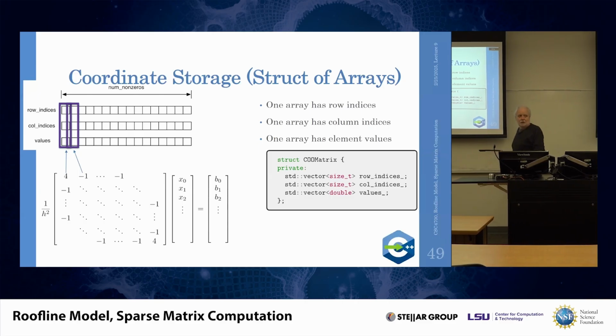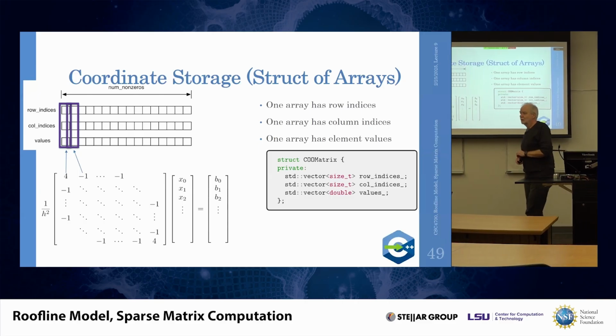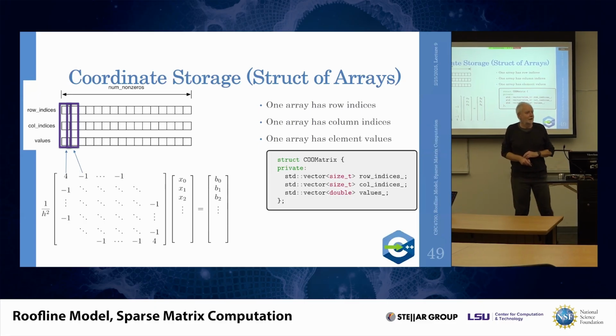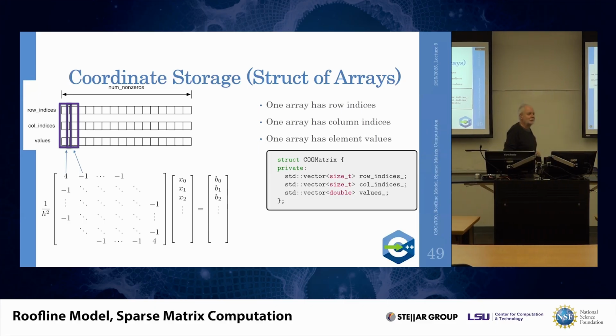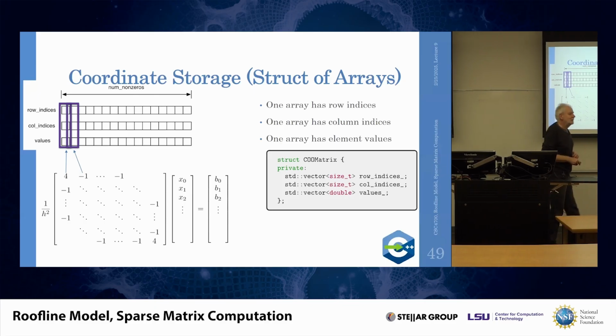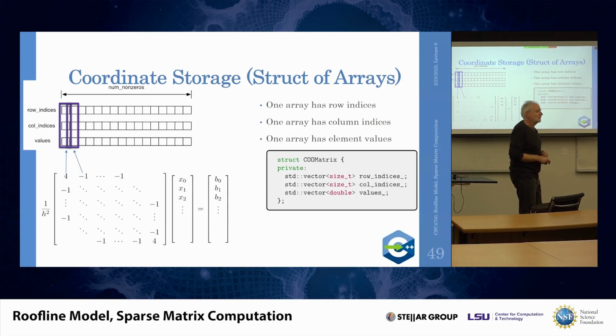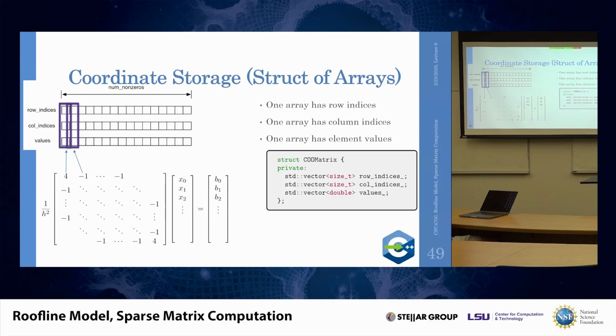The question is, which one of the 2 is faster? What would you say? Array of structs or structs of arrays? Yes? You asked which one was better? Yes, which one is faster? Array of structs. On what architecture?